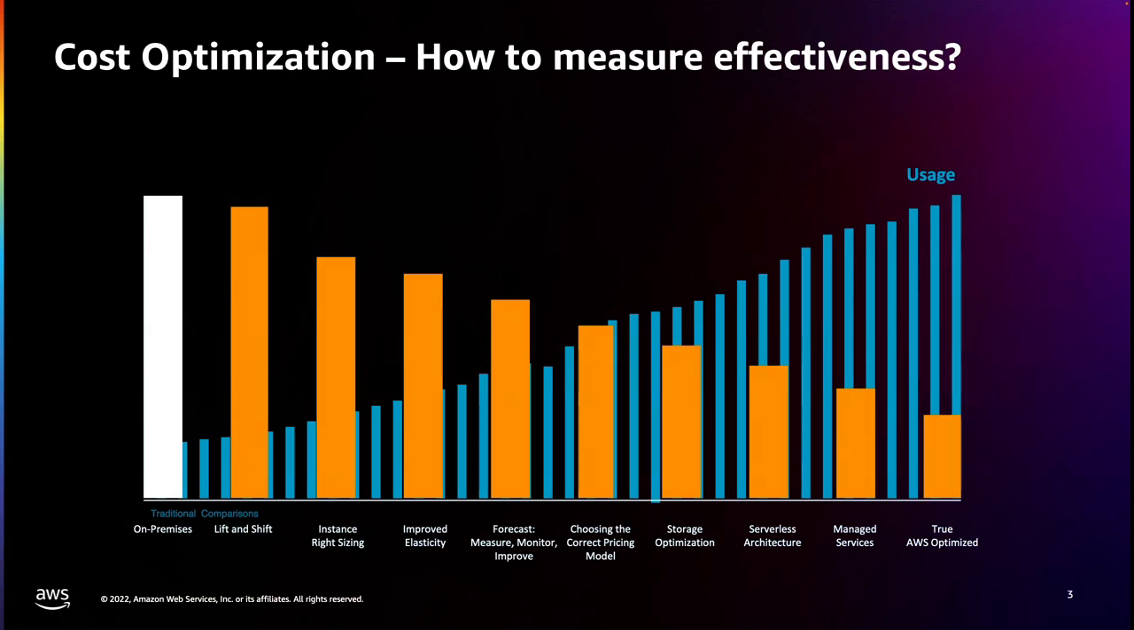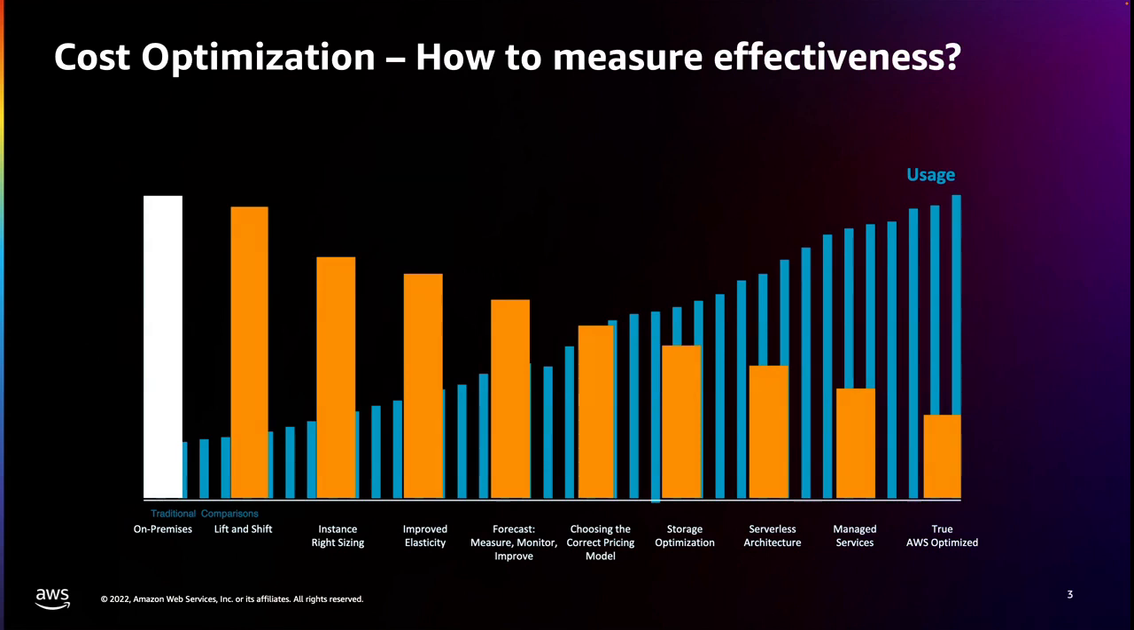You can right size your instances. You can introduce elasticity and not use resources when you don't need them. You can apply better forecasting. You can apply things like anomaly detections. You can basically choose different pricing models, cover workloads with savings plans and reservations, using spot instances, optimize your storage.